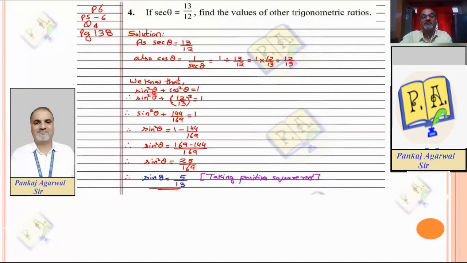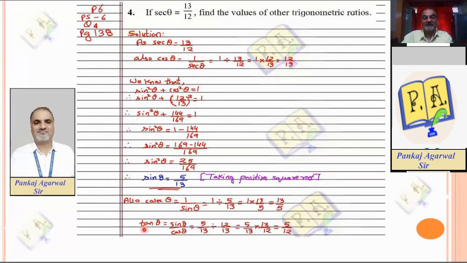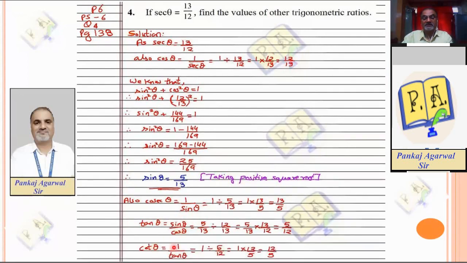I have used over here sin square theta plus cos square theta equal to 1. But you can use 1 plus tan square theta is equal to sec square theta also. You will get the answer. Same way, calculate cosec theta as a reciprocal of sin theta, tan theta as sin theta upon cos theta, and cot theta as a reciprocal of tan theta. You will get the answer.